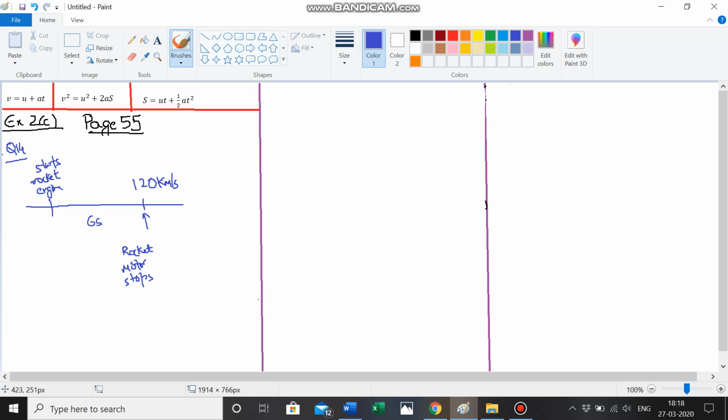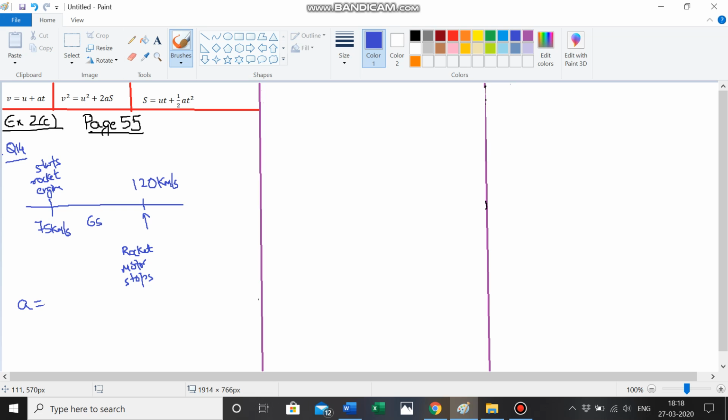Done. In the same direction, find the spacecraft's average acceleration while the motors were firing. So we need to know the acceleration in this time. Well, for that I need to know the u. What is the u? U is given as 75 km per second. So at this time the speed was 75. At this time it is 120.